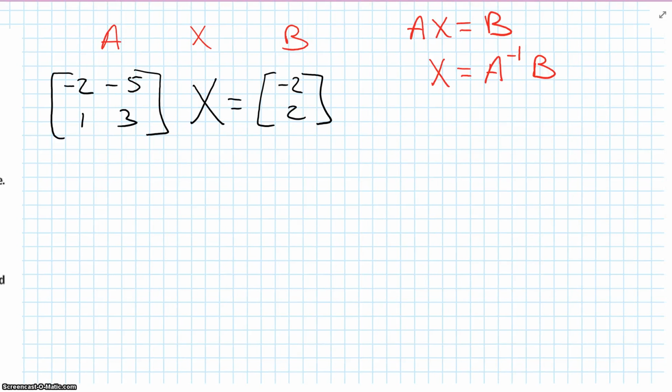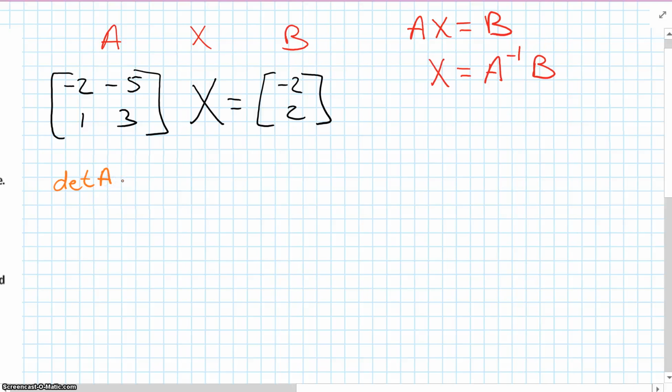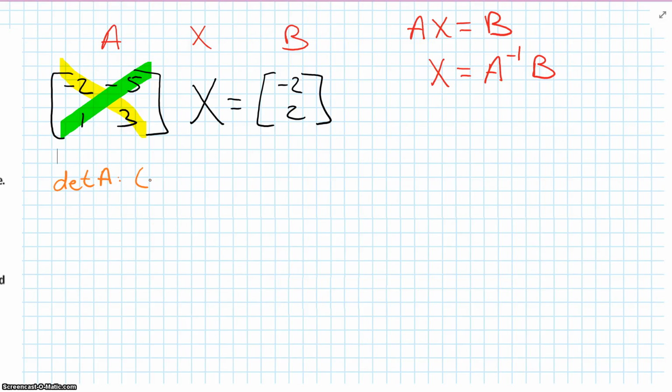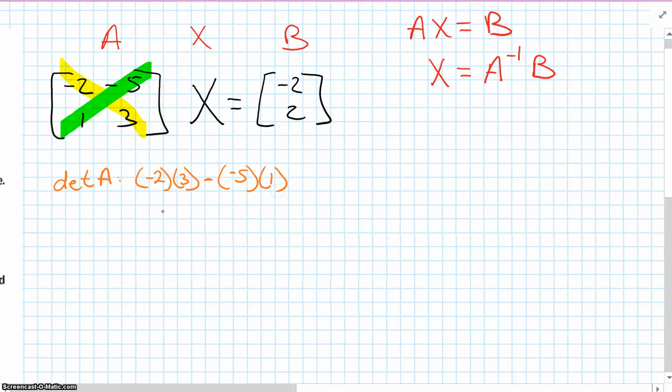To do that, step 1, let's find the determinant of A. Remember, that's where we just cross multiply and subtract. So the determinant of A is negative 2 times 3 minus negative 5 times 1. So it's negative 6 minus negative 5, which is negative 1.